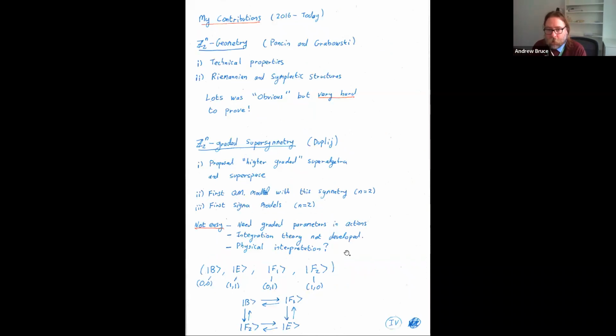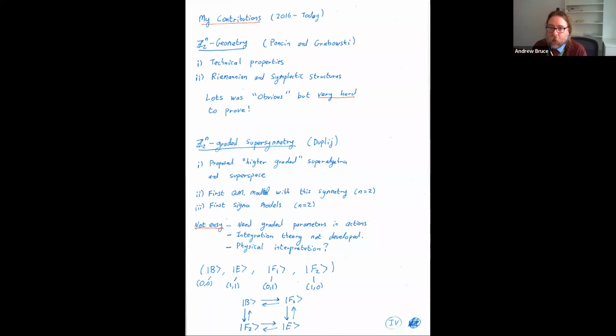Bottom line is, for this first part, the technical properties, I won't say what they are. We can discuss it afterwards if anybody's interested. Everything we checked, yes, it works. So Z2N manifolds do seem to be a reasonable geometry. We have a lot of the technical properties to do with the functions on them, the properties of the sheaves of functions. It all seems to be nice. All seems to work is the main point.